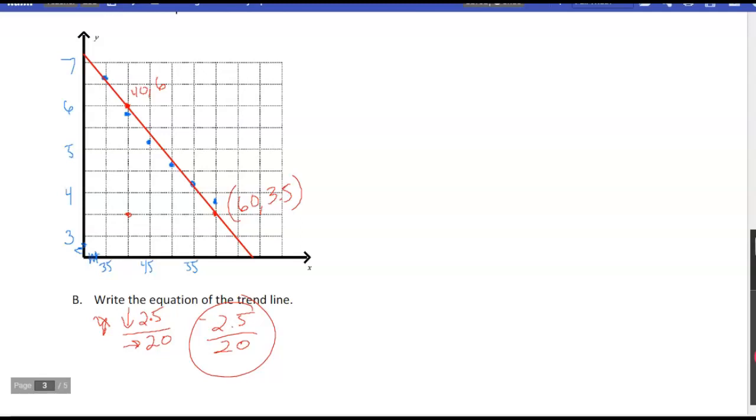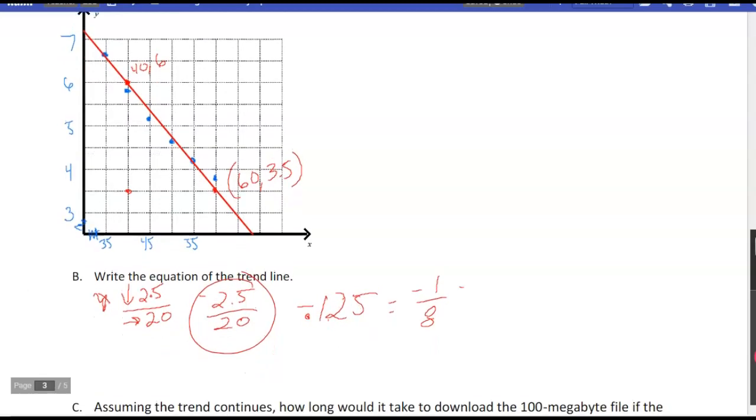You could put that in a calculator if you wanted. At that point, you don't want a decimal on top of a fraction. So we do 2.5 divided by 20. It's going to reduce to 0.125, which is actually 1/8. So whether you wrote this as negative 0.125 or a negative 1/8, if you caught that, whatever works for you. So that's my slope.